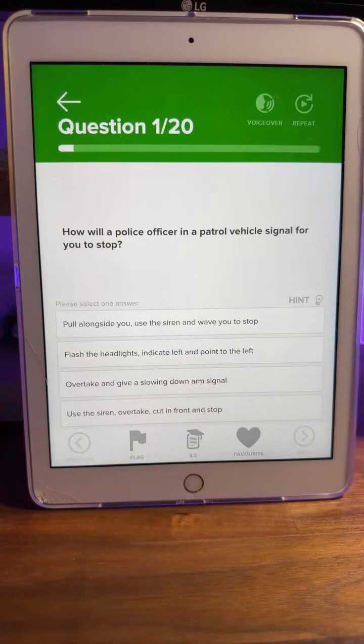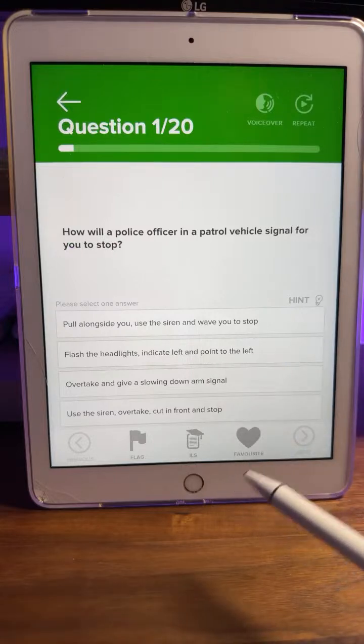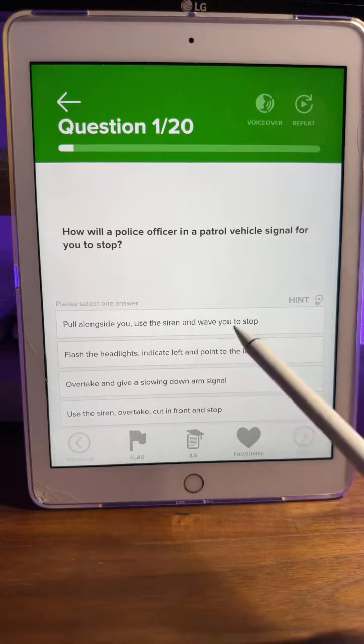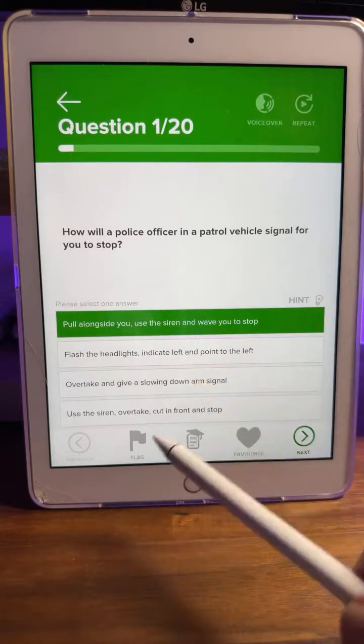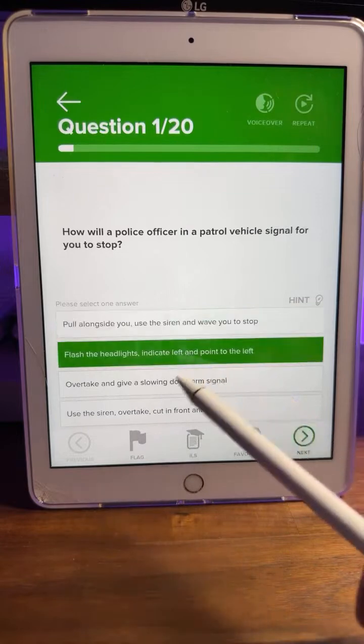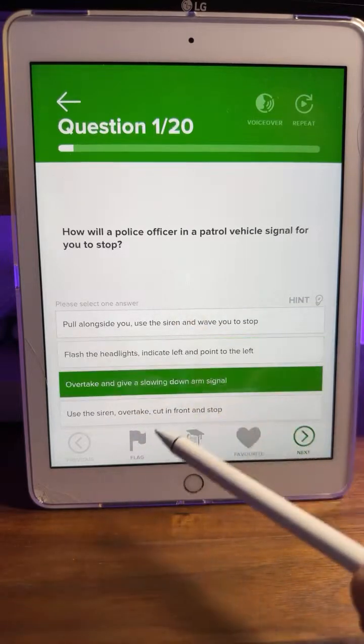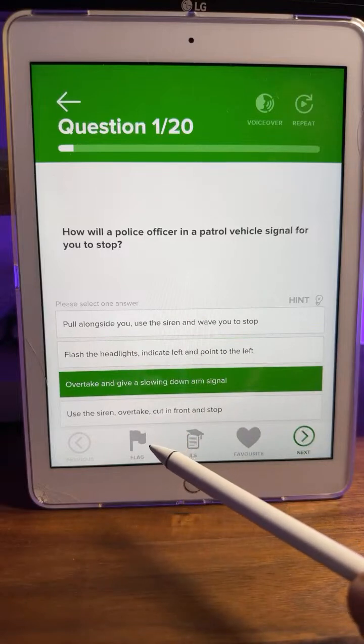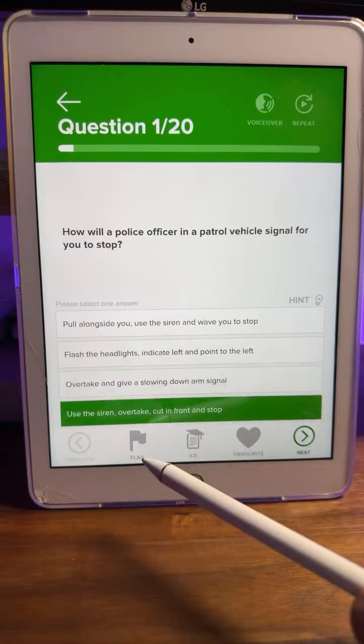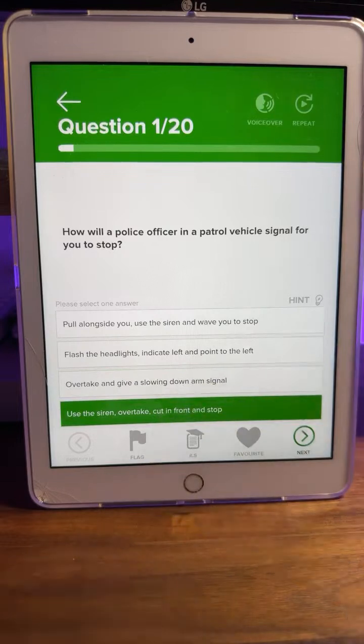Okay, question number 1. How will a police officer in a patrol vehicle signal for you to stop? Is it A, pull alongside you, use the siren and wave you to stop? B, flash the headlights, indicate left and point to the left? C, overtake and give a slowing down arm signal? Or D, use the siren, overtake, cut in front and stop? A, B, C, or D.